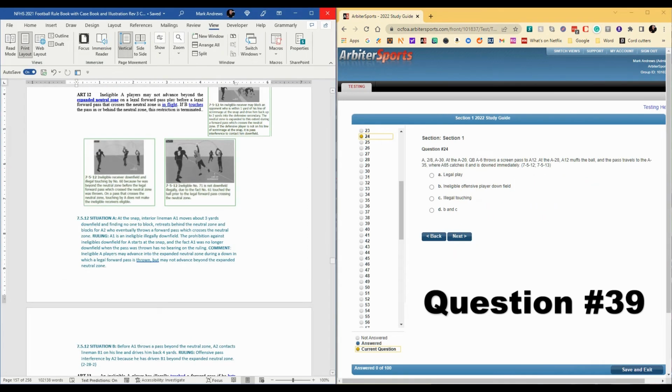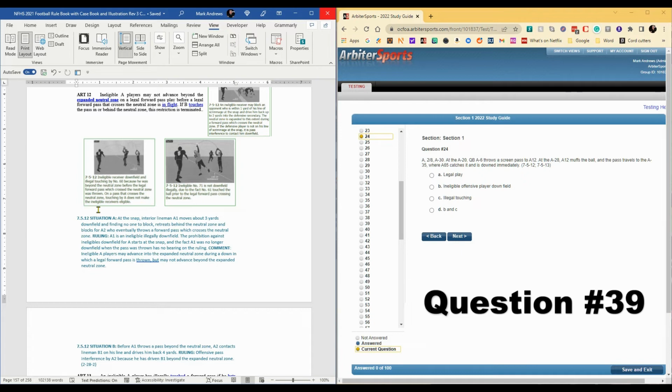Question 24. A 2nd and 8 at the A30. At the A20, quarterback A6 throws a screen pass to A12. At the A28, which is behind the line of scrimmage, A12 muffs the ball, and the ball travels to the A35, where A65, who is an ineligible receiver, catches it and is downed immediately.